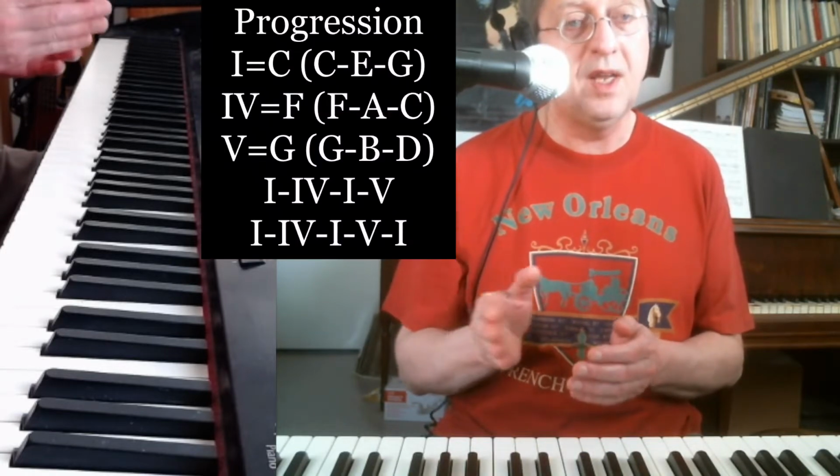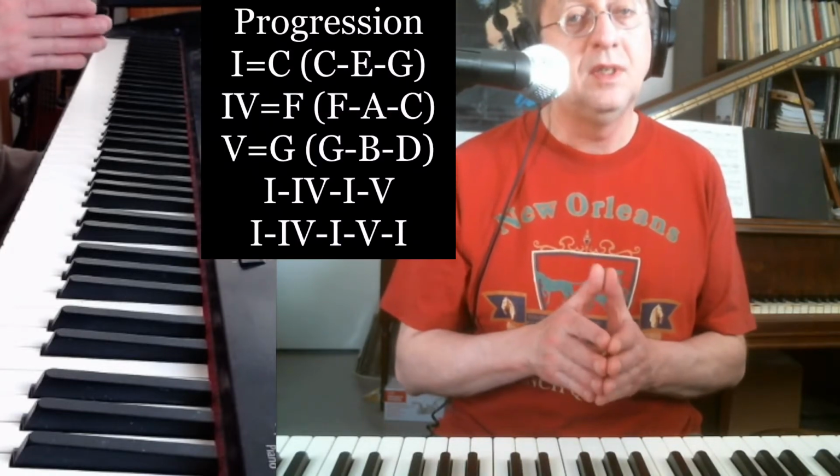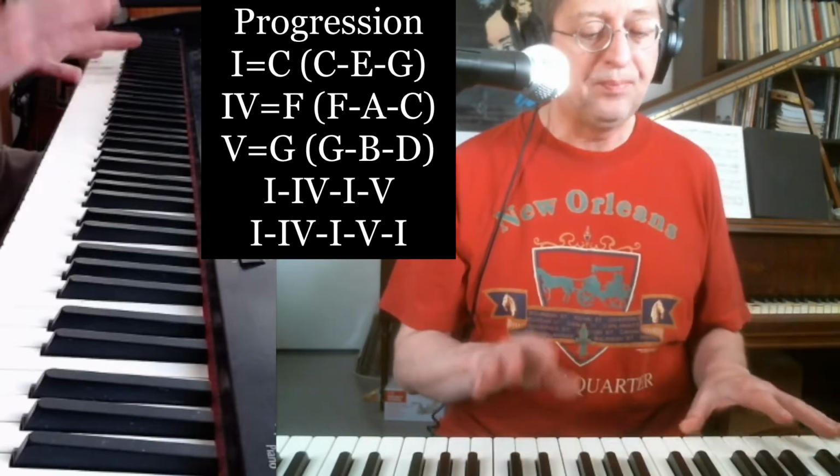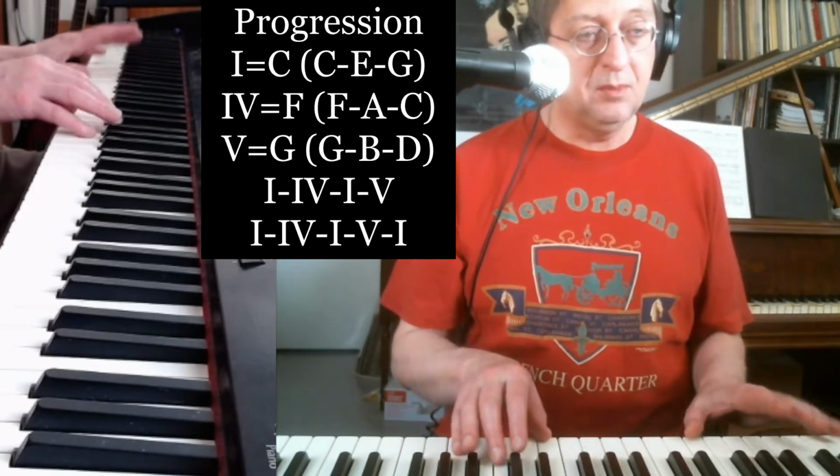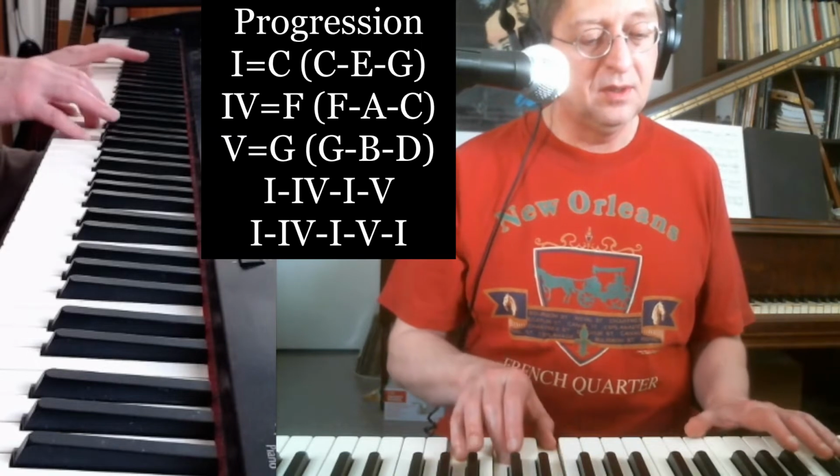So let's take a simple chord progression, and we're going to use a C chord, an F chord, and a G chord, which are the I, IV, and V chords of the key of C. So we're going to start with a simple chord progression that goes like this.